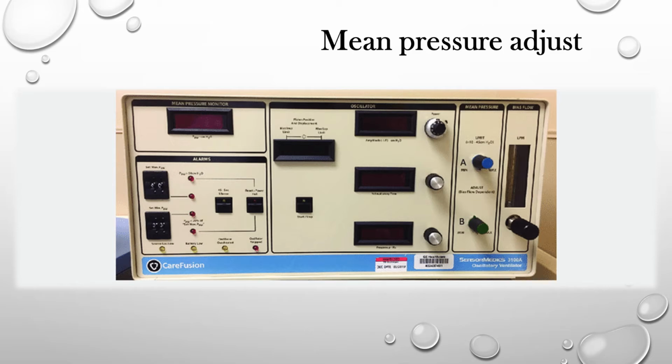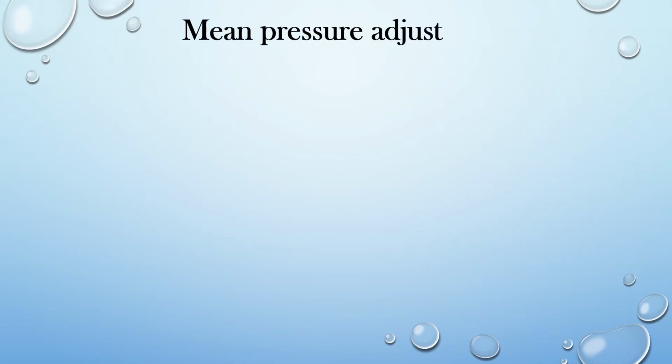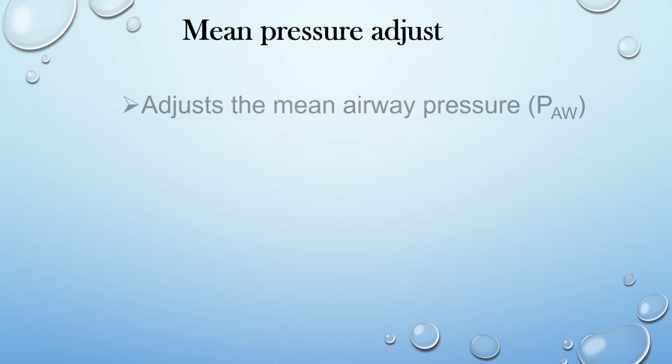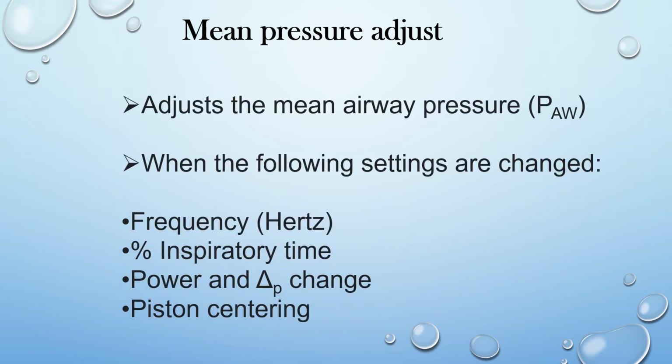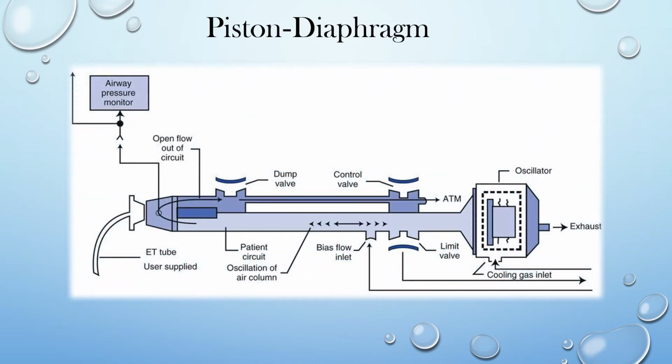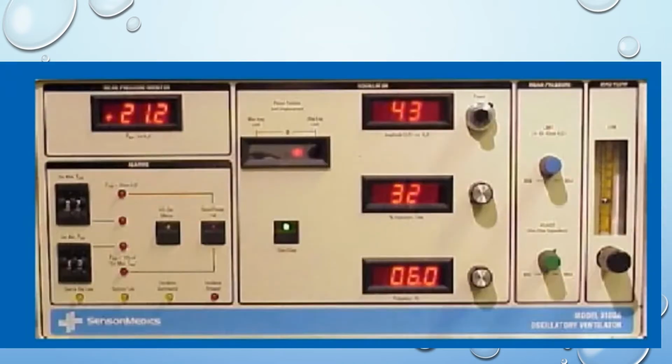Mean airway pressure adjust. Adjusts the mean airway pressure. Used to adjust when the following settings are changed: frequency/Hertz, percent inspiratory time, power, and delta P. Piston centering. Here we see an illustration of the piston diaphragm, which is used for active exhalation. In this picture we see how we monitor if the piston is centered. The piston must be centered to properly achieve optimal hi-fi settings.